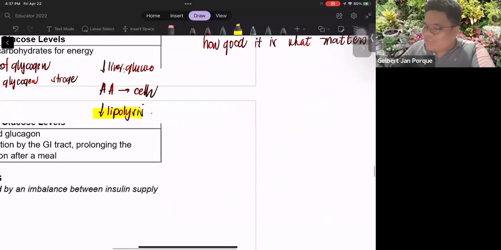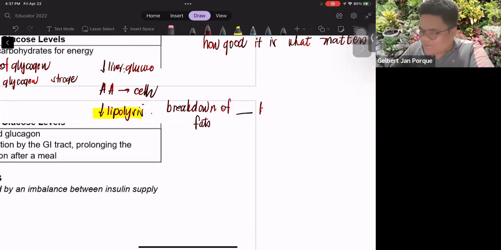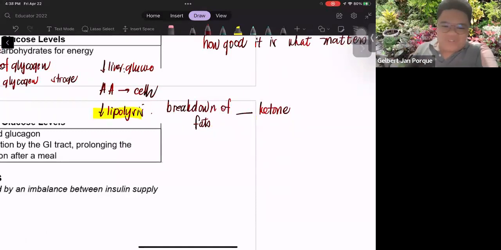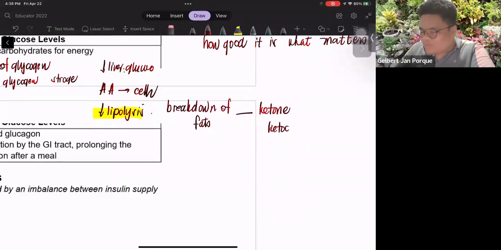Kaya nga, class, once mag-breakdown ang fats, anong pwede matabo? What is the byproduct of fat breakdown? Good, ketones. Okay? Kasi mahambal, kung kabi ko mahambal pa kamong fatty acids. Sige, fatty acids, class, mag-breakdown, mahimo siya ketones, leading to your complication, ketoacidosis.